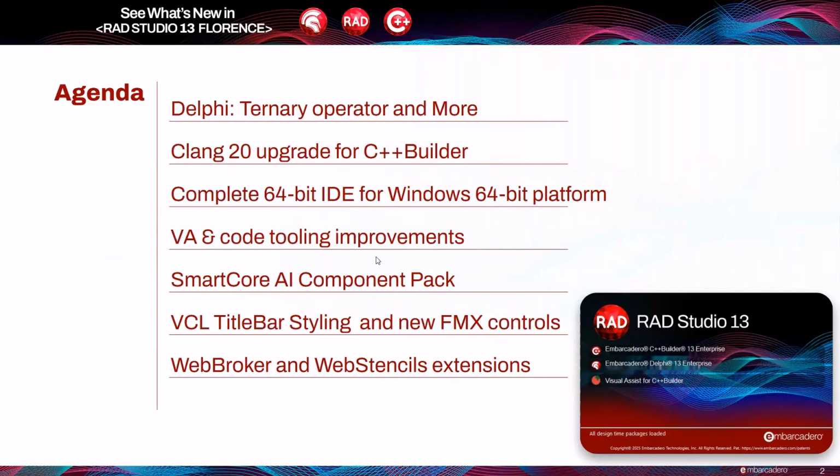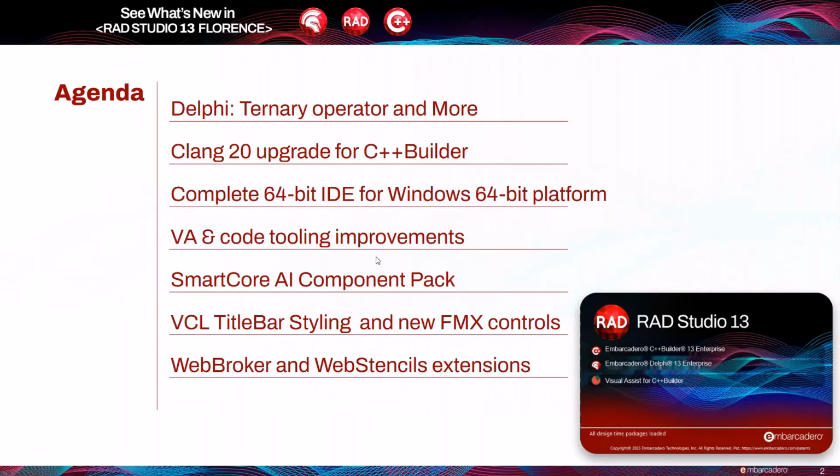Just a few highlights: we have a new ternary operator that everyone is very excited about in the Delphi language. We have updated C++ Builder's tool chain to Clang 20. We complete the 64-bit IDE migration. We released a first version, or a preview, in version 12.3. Now this is already finished, and we will see what it means. Visual Assist also has been integrated and updated.